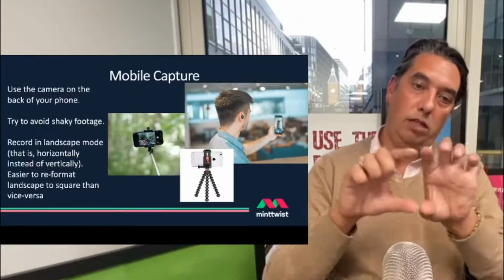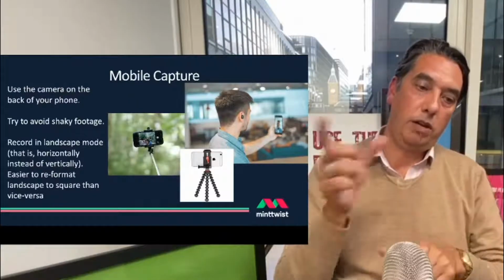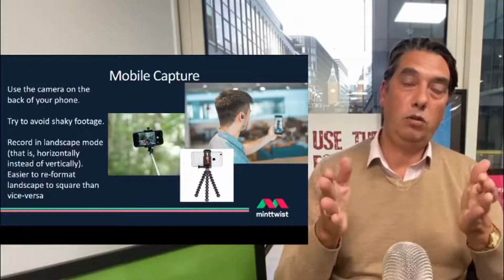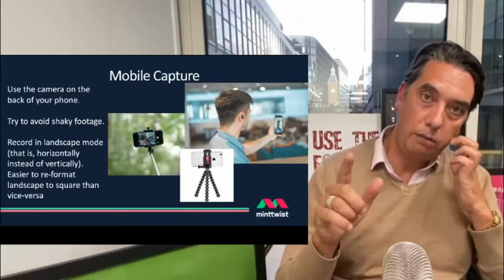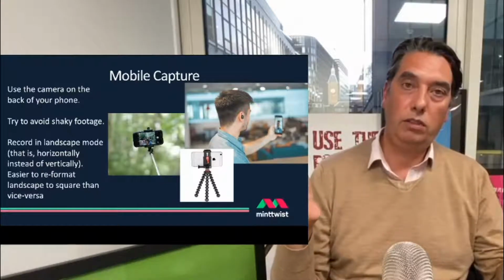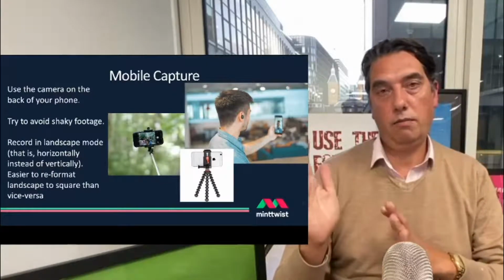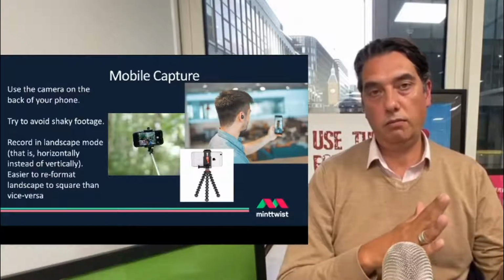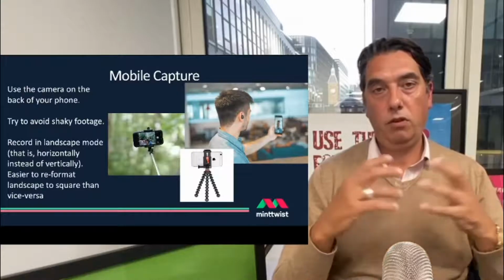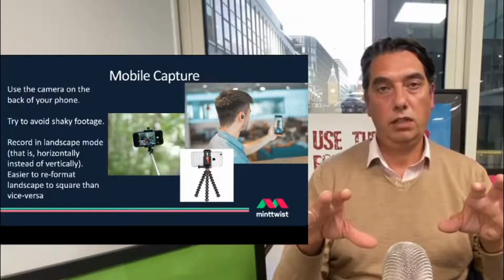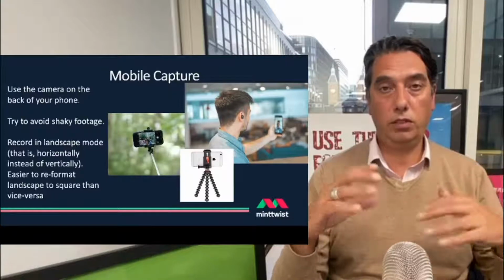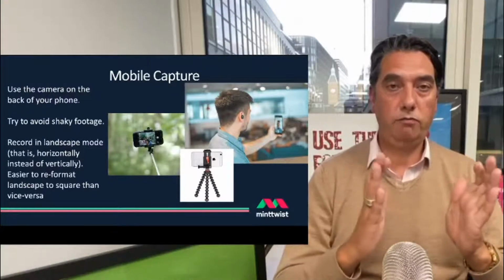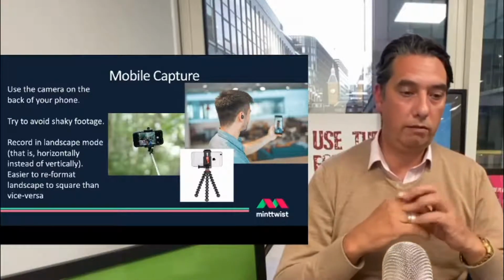Recording in landscape mode, so horizontally as opposed to vertically, is probably the easiest format to work with. So if you're going to repurpose your video for different channels, some channels like Instagram will lend themselves more to vertical video, while channels like YouTube lend themselves more to landscape video. If you're not sure what channels you're going for at the moment, or if you're going for multiple channels that have different formats, my recommendation would be to shoot in landscape and reformat for vertical rather than the other way around. It's easier.